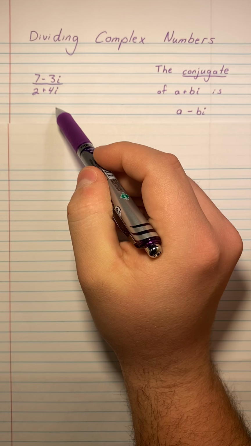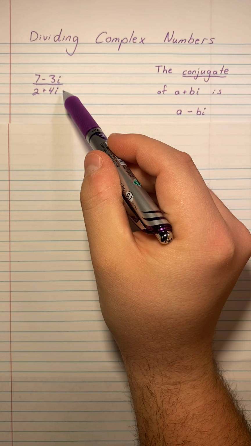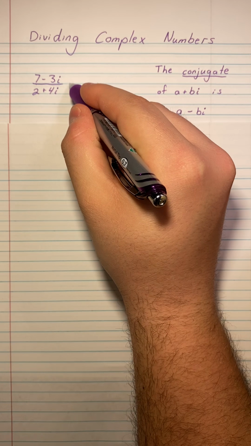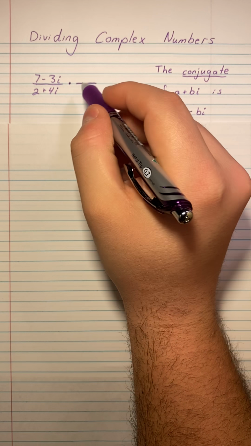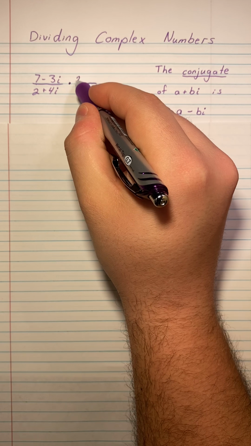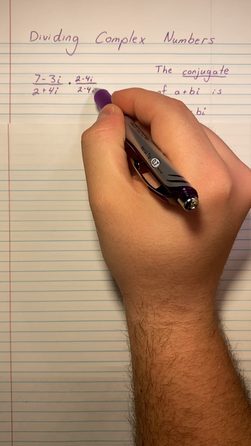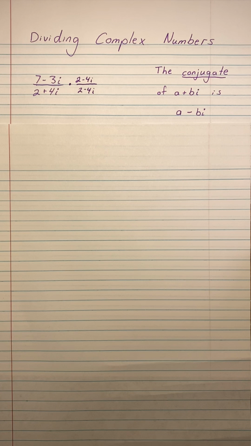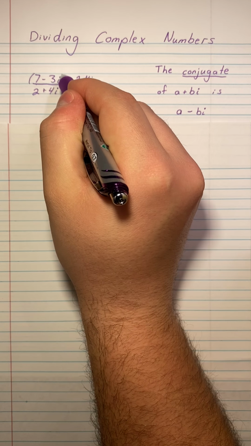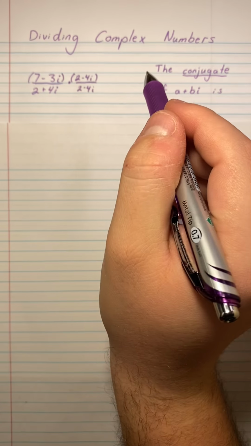So here the denominator is 2 plus 4i. In order to simplify this, we are going to multiply top and bottom of this fraction by the conjugate of the denominator, which will be 2 minus 4i. So we're multiplying by 2 minus 4i over 2 minus 4i. What we're really multiplying by is just 1. We're not going to change the value at all. We're just changing how it looks. Then from here, all we have to do is some foiling. We're going to multiply 7 minus 3i times 2 minus 4i in the numerator.